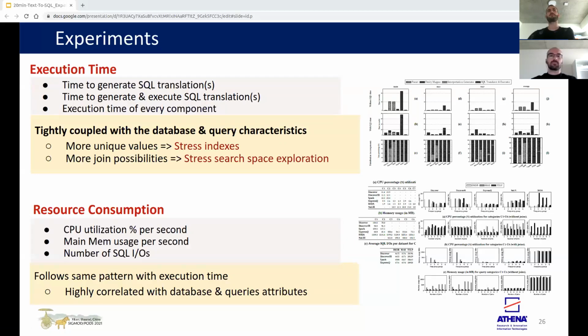For the resource consumption, we measure the CPU utilization, main memory usage, and the number of SQL IOs. We have noticed that both are tightly coupled with the database and query characteristics. If a database has more unique values, the indexes are more stressed. If we have more join possibilities, the exploration space is larger.